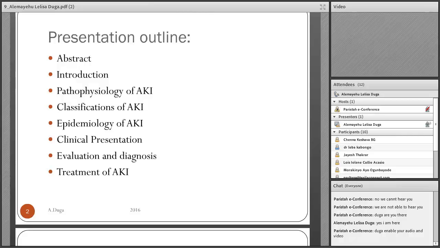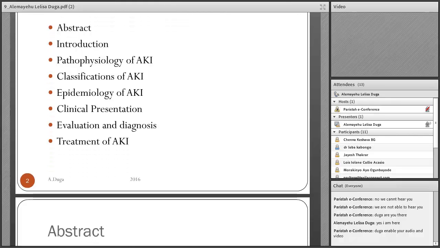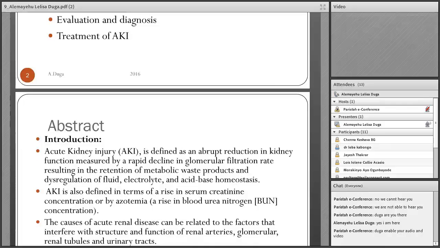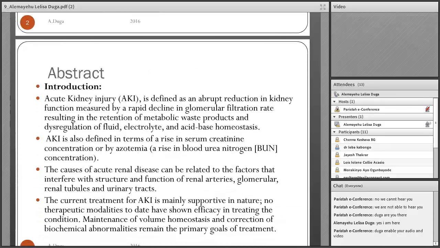Presentation outline. So I've got abstract, introduction, pathophysiology, classification of AKI, epidemiology, clinical presentation, evaluation, diagnosis of acute kidney injury. When I come to my summary, I will just define acute kidney injury.